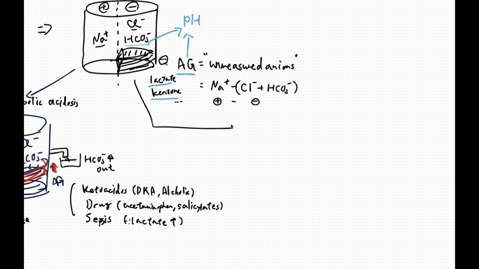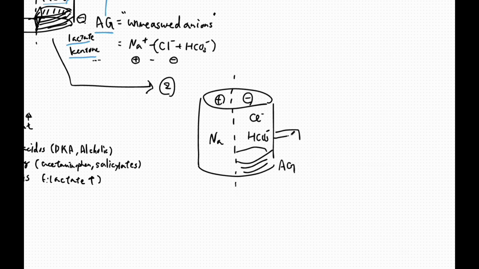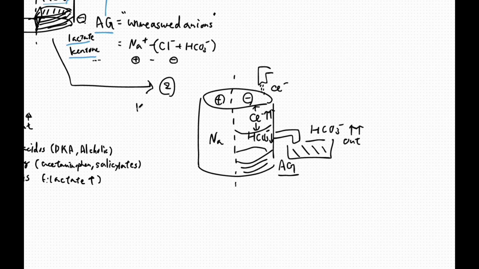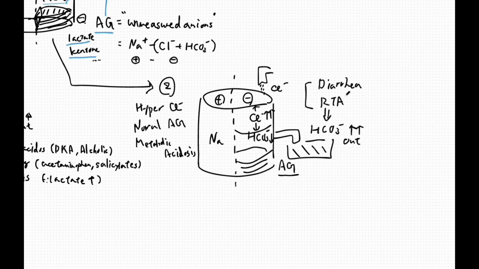Okay, the second one. In situations like diarrhea, bicarbonate is lost. To maintain ionic balance, the body increases chloride, so the anion gap does not rise. This produces hyperchloremic normal anion gap metabolic acidosis. Examples are diarrhea and renal tubular acidosis.